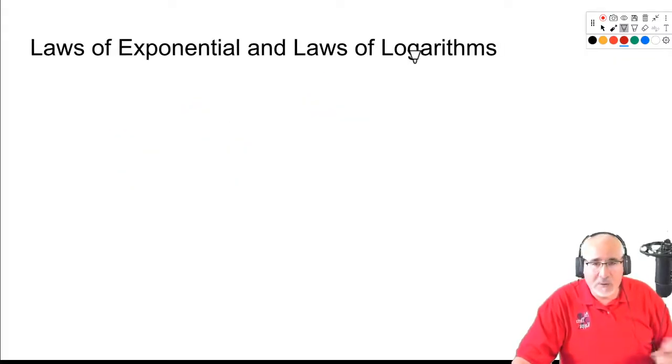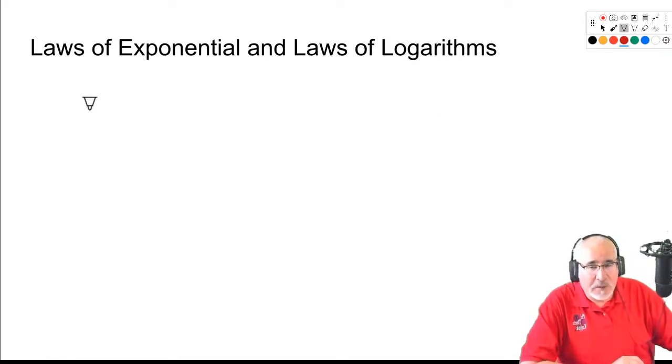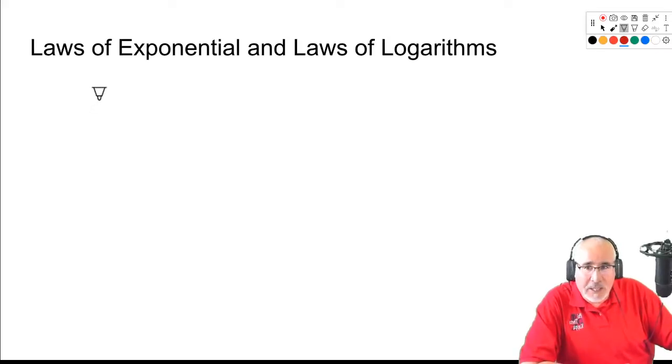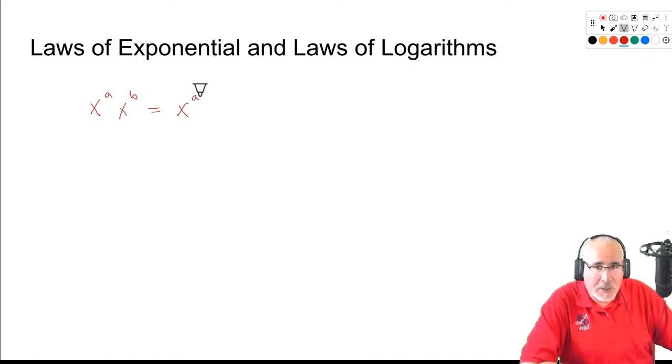And what we want to do is compare the laws of exponentials and the laws of logarithms. So when we do exponentials, right, we had, let's see, how should we do this? We've got x to the a times x to the b. When we're multiplying these with the same base, we end up with x to the a plus b.